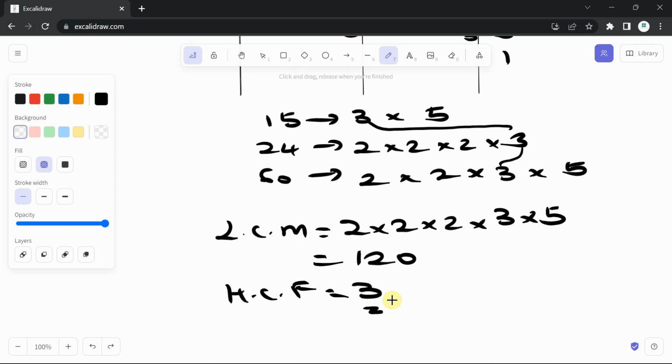It's actually 3. So let me also say something, that there are times where you might not find anything common in all of them, but remember that you can multiply by 1, right? So if there is nothing that matches in any of them, the HCF in that case would be 1. Does that make sense?